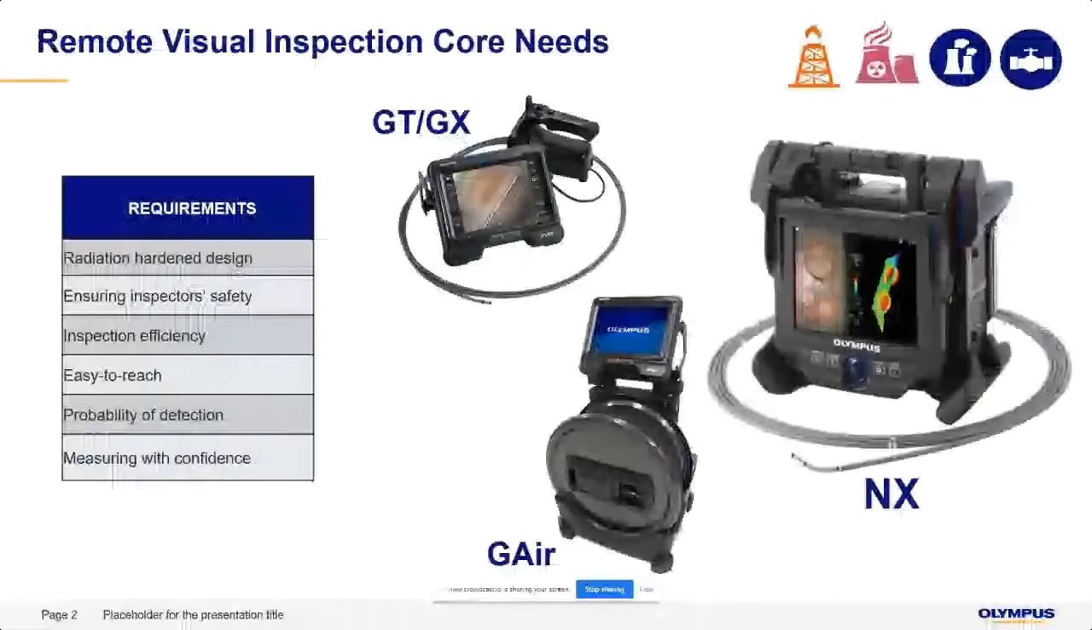So the way this is going to work is I'm going to primarily talk about the GT, and G-Air you'll see on the left, and then the NX on the right. The idea behind this organization on this presentation is you'll see kind of in the top right little icons. What I want to do is talk about the features, or what I'm calling here the requirements. That is your requirements on what you need from the video scope to get the job done.